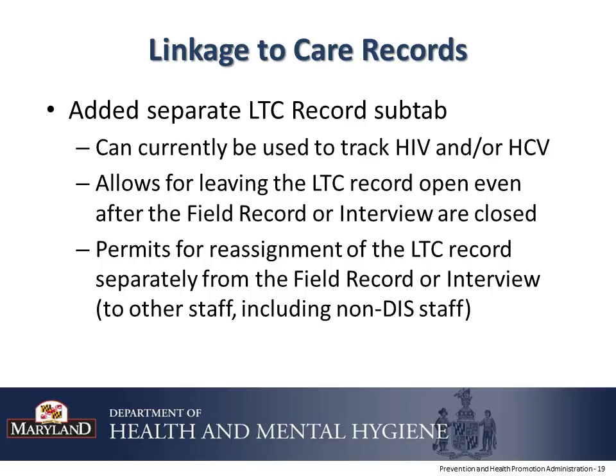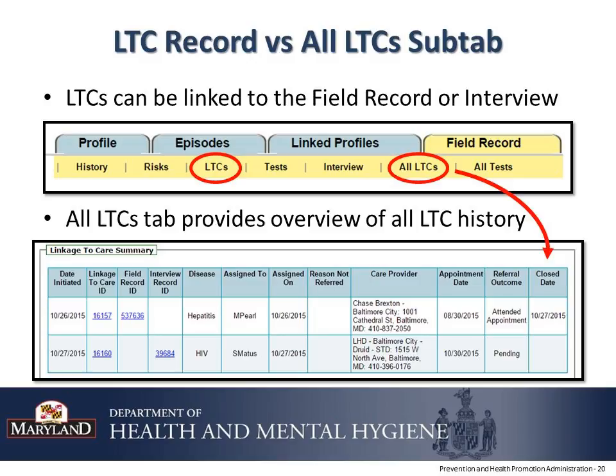And you can also reassign the linkage to care record to someone other than the DIS who is doing the partner services work, if that is the way that your county or state is working currently. So it allows for that flexibility, which is nice. And so again, like labs, you can select the linkage to care records that are associated with this disease episode. And then there's also an all linkage to care tab, so that you can see all the linkage to care records that are associated with that patient.